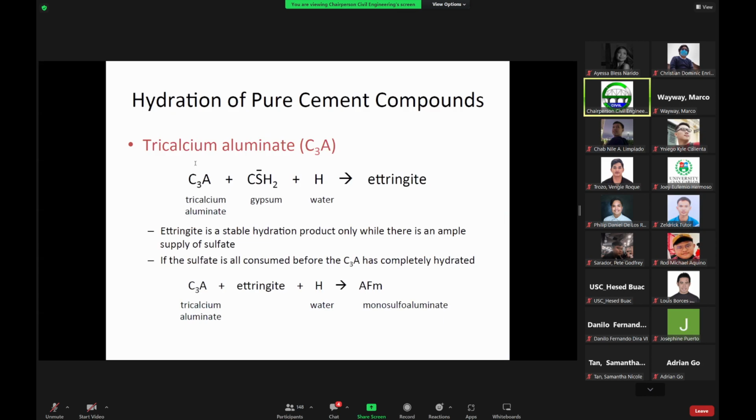So we can't remove it. What we can do na lang is make sure that there is enough gypsum, and this is being controlled naman by ASTM. And we also make sure that our concrete is well protected from sulfates in the environment.